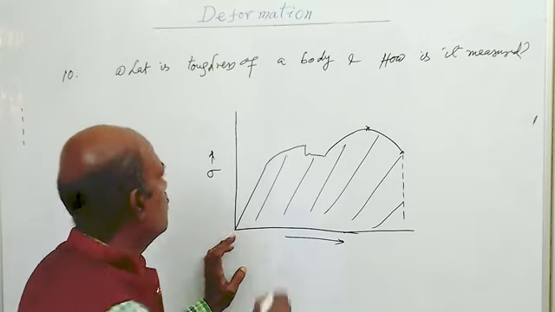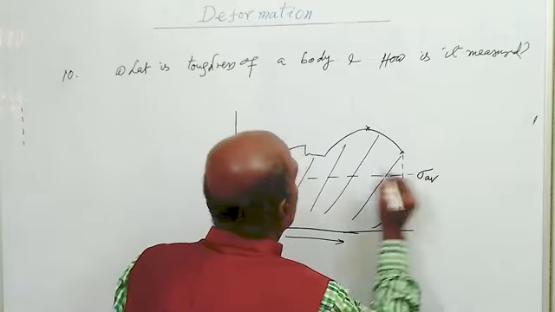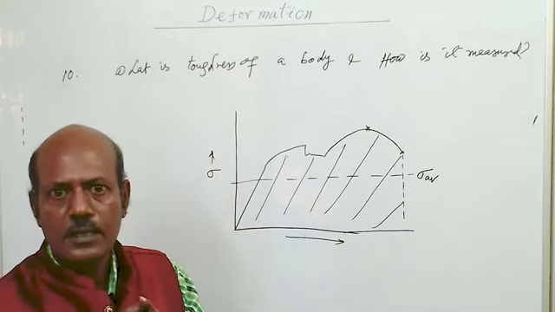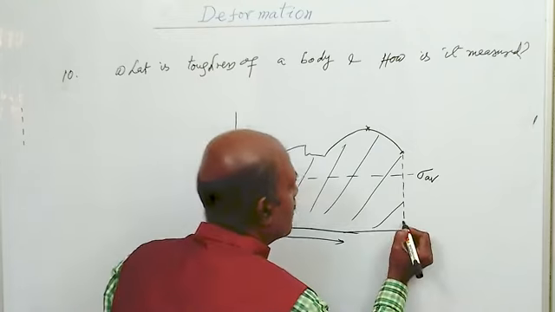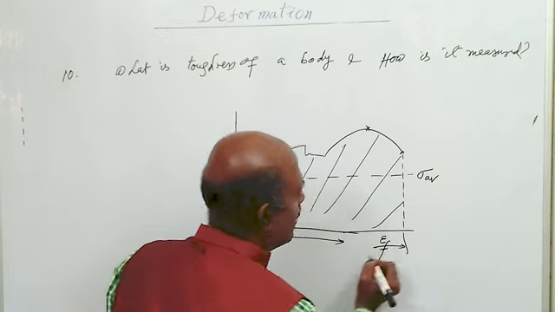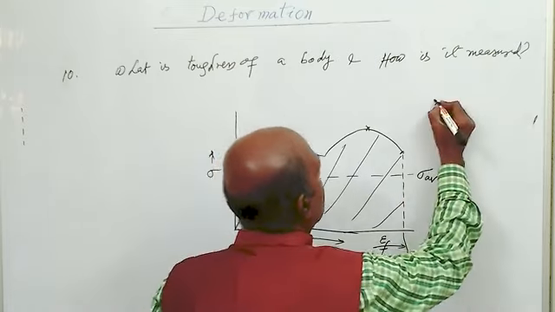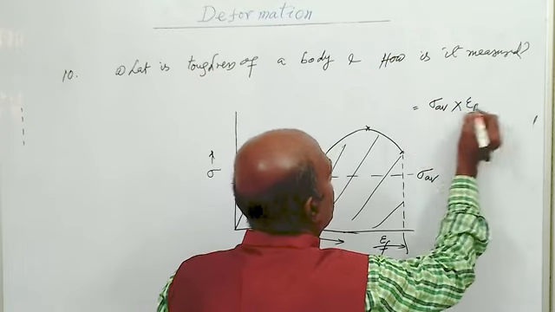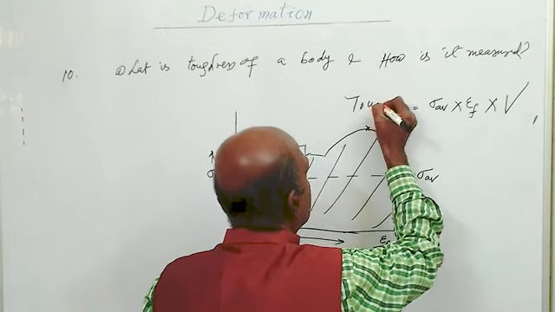If we calculate the whole area's average value, say the average stress acting over the body is sigma average, and this is the strain up to the failure point, epsilon F, then this area is given by sigma average into epsilon F into the volume of the body, that is known as the toughness of the body.